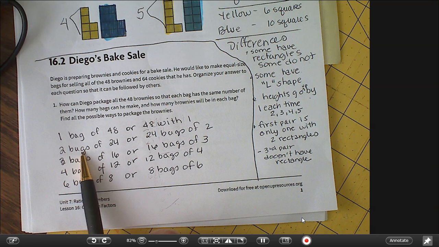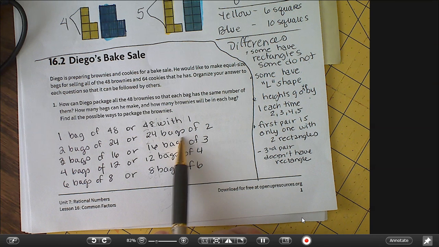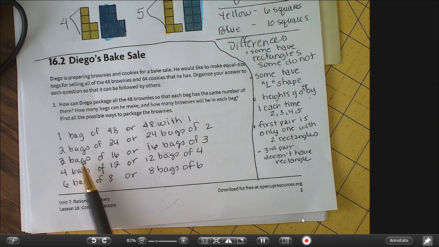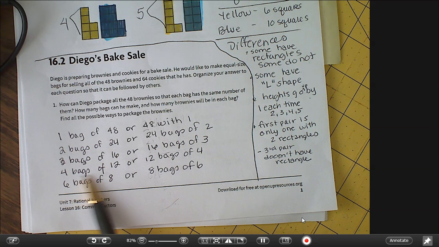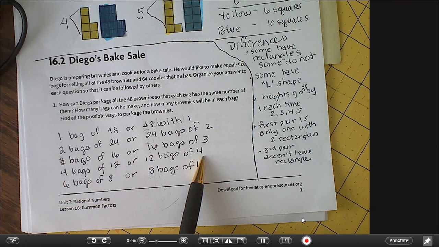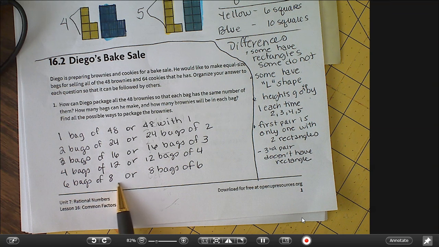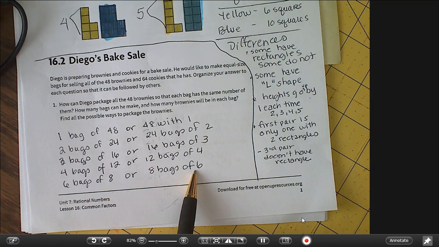He can do 2 bags of 24 or 24 bags of 2, 3 bags of 16 or 16 bags of 3, 4 bags of 12 or 12 bags of 4, 6 bags of 8 or 8 bags of 6.